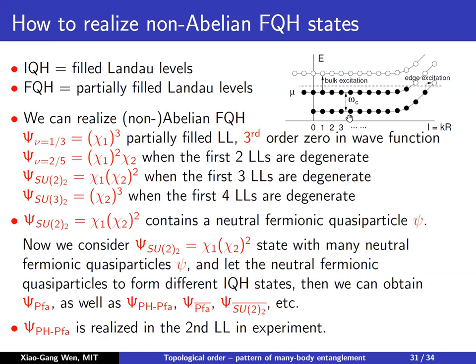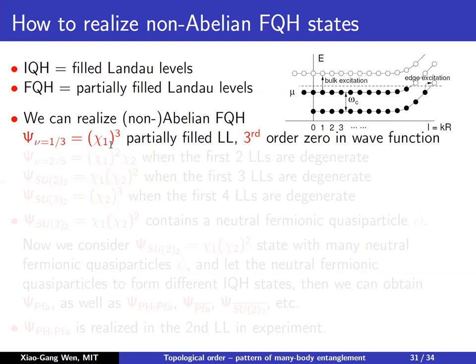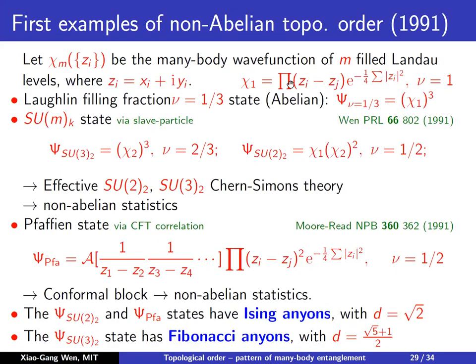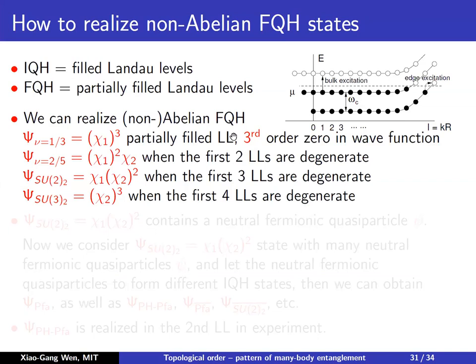However, if you add a repulsive interaction, then among those highly degenerate ground states, you can pick a particular wave function, which is basically a Jastrow wave function, but with an exponent 3 here. If you make the exponent three, that's the one-third Laughlin state. So we call the third power of chi 1 a Laughlin state. Chi 1 is the wave function where we fill the first Landau level. The third power gives you the one-third Laughlin state. Okay. So the Laughlin one-third state can be obtained this way.